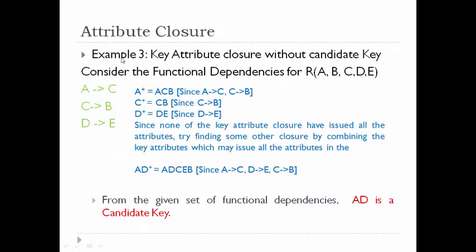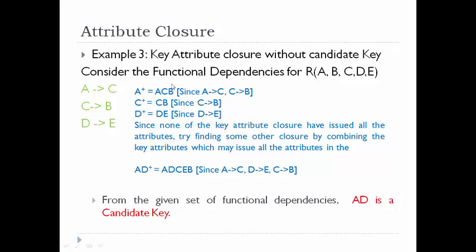Now let us arrive at the third example. We have A tends to C, C tends to B, and D tends to E. Now A closure will give you A tends to C, so AC, and C is giving B, so it will become ACB. So A closure is giving ACB, and C closure is giving just C and B, and D closure is giving D and E, since we do not have any other attribute on the left hand side.